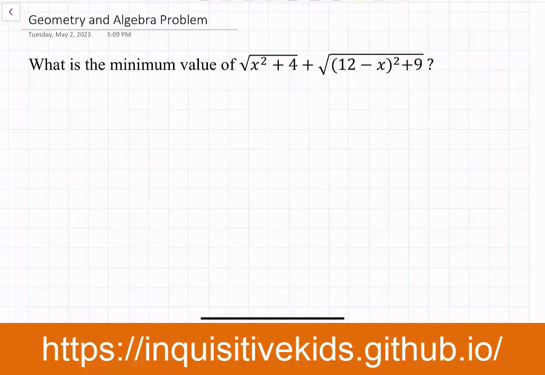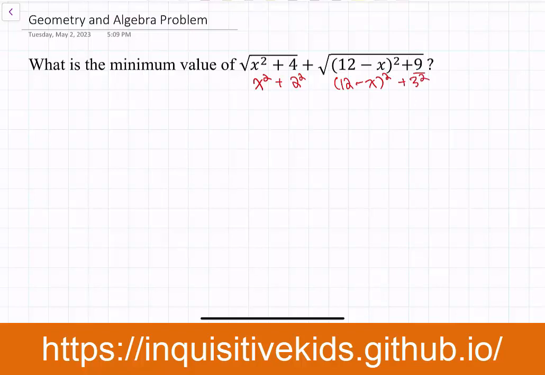At first, it sounds really hard and really confusing. Like, oh my gosh, what am I supposed to do? So let's first take a step back and see if we can notice some patterns that we might recognize. Here we see x squared plus 4. Whenever we see 4 or 9, we need to think of 2 squared, 3 squared. So that's using our number sense. Here we have 12 minus x squared plus 3 squared.